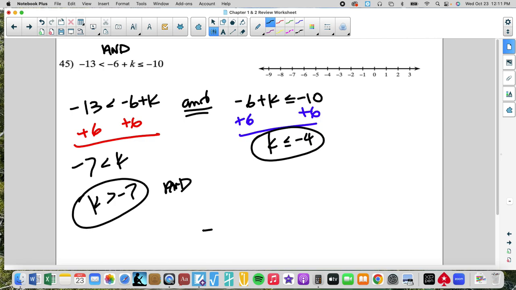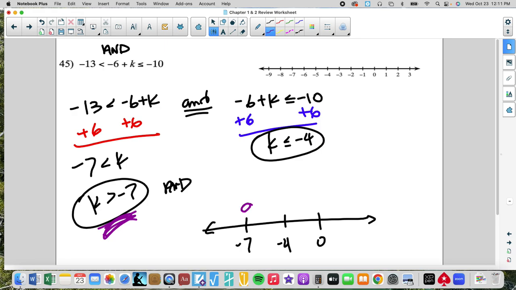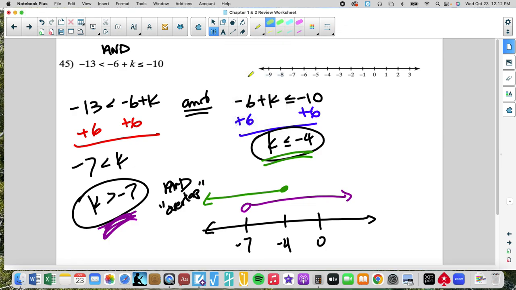So if we drew this, and we did each one, let's do this one in this color. Oh, let's write our numbers. We have -7, we have -4, we have 0. So if we draw this one in purple, k is greater than -7, that's open circle going here. And if we draw this in green, k is less than or equal to -4, closed circle, going to the left, and means where does it overlap? Where does this overlap? It overlaps right here.